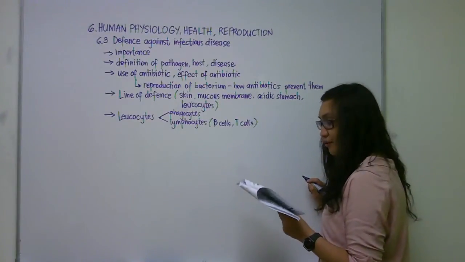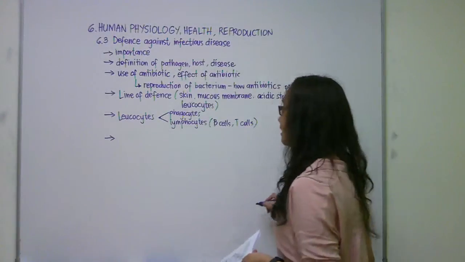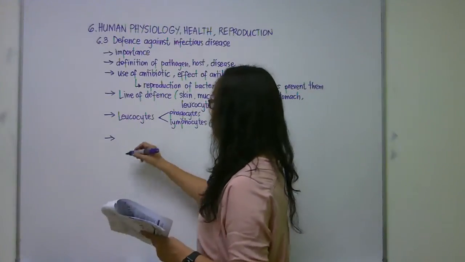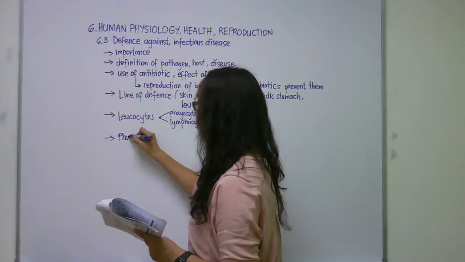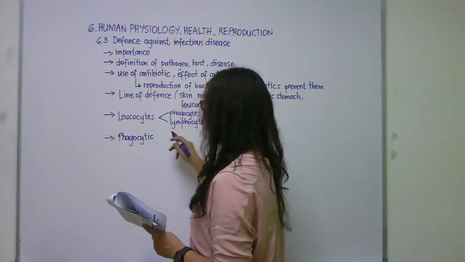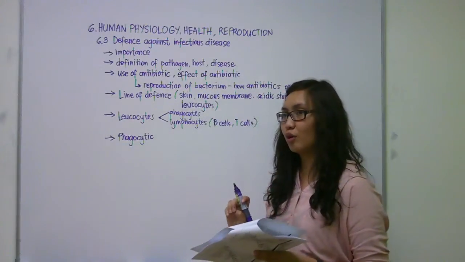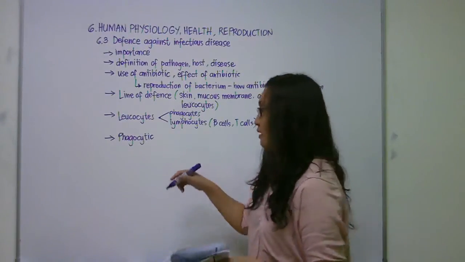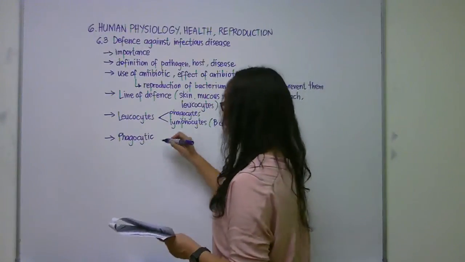Right after this, once we have differentiated the two types of leukocytes, we have to indicate how a phagocyte works. We have to indicate how the phagocyte is able to move towards a specific pathogen, and how it is able to neutralize the pathogen.